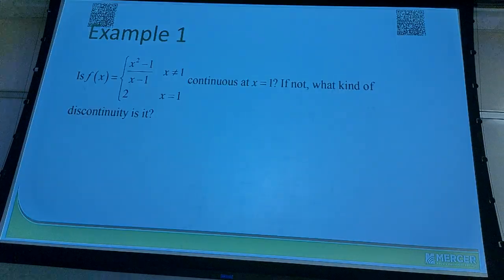We're given a piecewise function. We're asked, is it continuous at x equals 1? If not, what kind of discontinuity is at that point? I think I'll go a step further and ask, is it continuous everywhere?